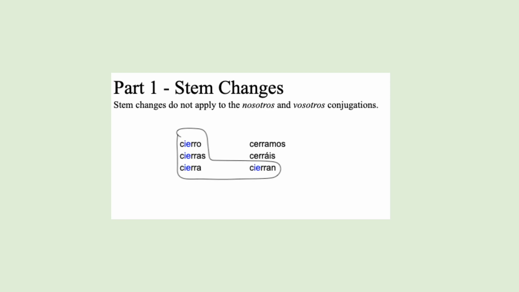So we have the verb cerrar, which is an E to IE stem change verb. And you should notice that the E to IE stem change applies to all the conjugations with the exception of nosotros and vosotros. The first group of stem changes is the E to IE stem change, as I just mentioned. So with these verbs, the E in the last syllable of the stem will change to IE.